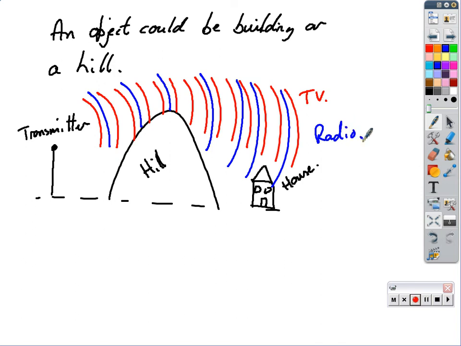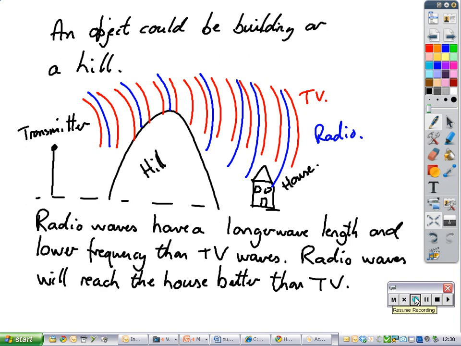So what we're going to say is, radio waves have a longer wavelength, lower frequency, so bend more round the hill. You can do a dotted line as opposed to a straight line. So radio waves have a longer wavelength and a lower frequency than TV waves. Radio waves will reach the house better than TV.